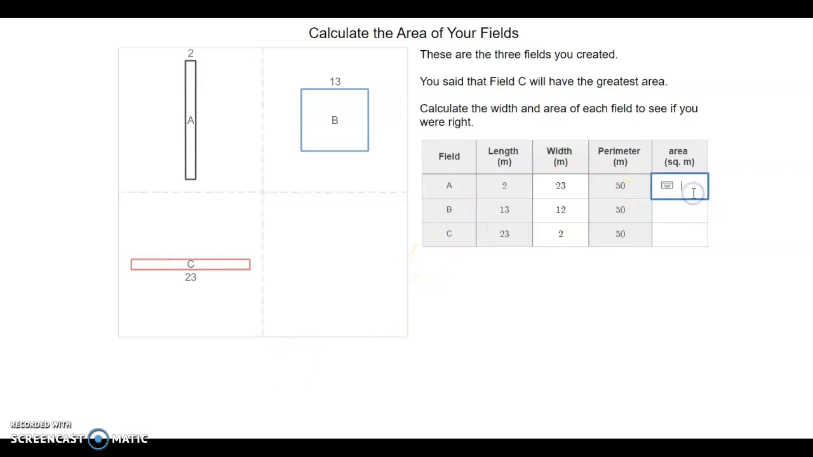That's okay. So now the area, I'm going to take my width and multiply it by my length. So 23 times 2 is going to give me 46. 13 times 12.